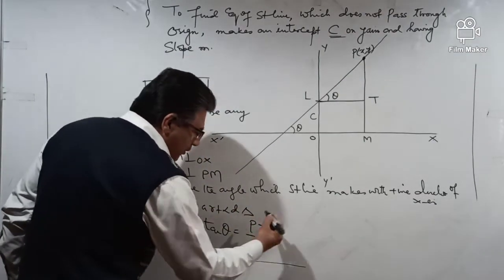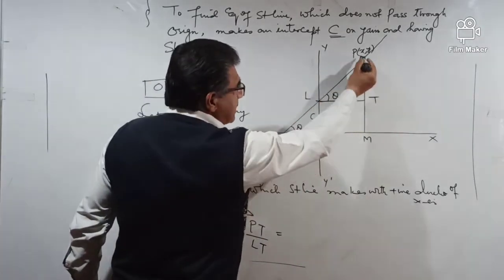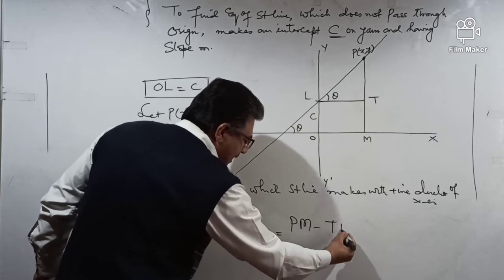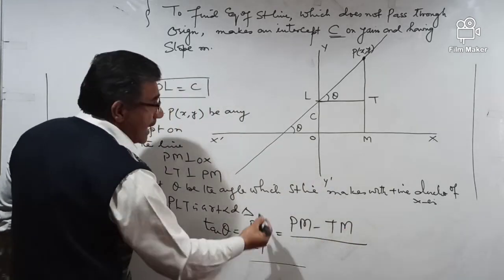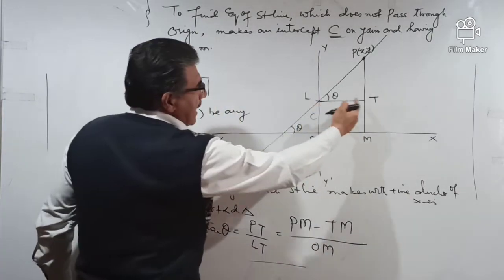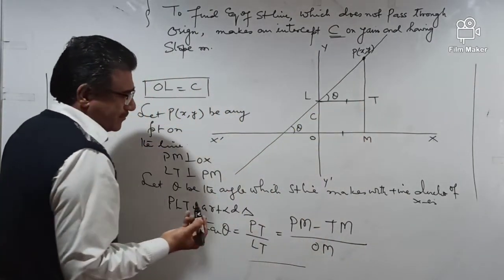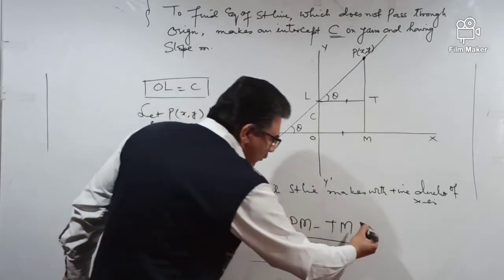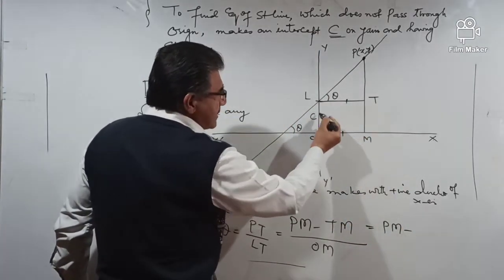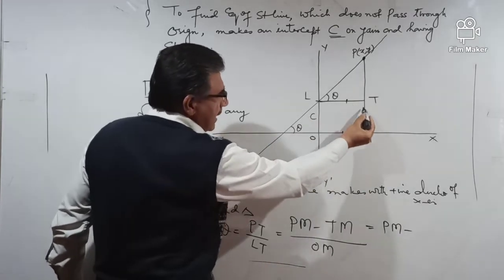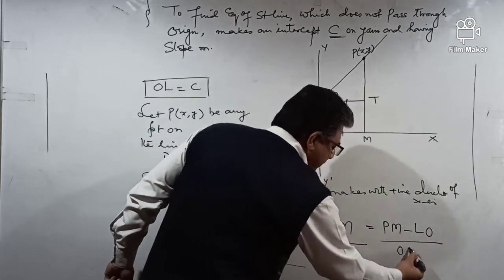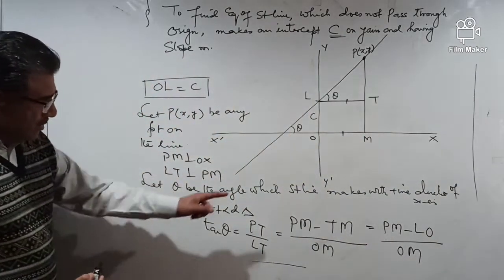This is further equal to, what is PT? Now PT is PM minus TM. It is (PM minus TM) upon LT. LT means OM. LT is OM because LT and OM is one and the same thing. Now this is further equal to PM as it is minus TM. This TM is equal to LO. See, TM and LO is same. This is LO divided by OM. So हम यहाँ पर पहुँच गए.